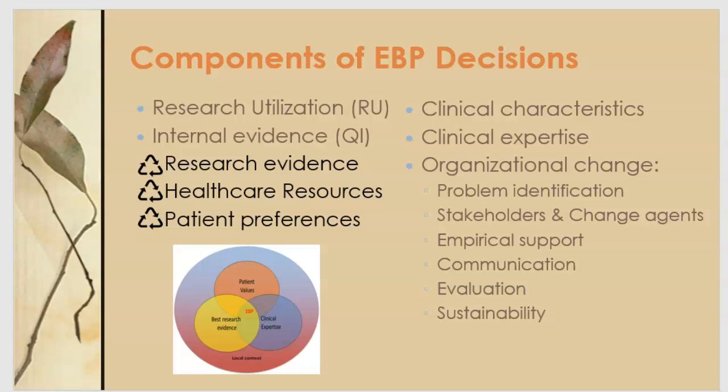So when we have EBP change, there are three important components. I have a colleague who talked about a three-legged stool: you really can't sit on that stool if you don't have one of the three legs, you're going to fall over. So all three of these are really important. Obviously, the research evidence is tremendously important. That really informs the change. But so are the resources that are available from the healthcare perspective.